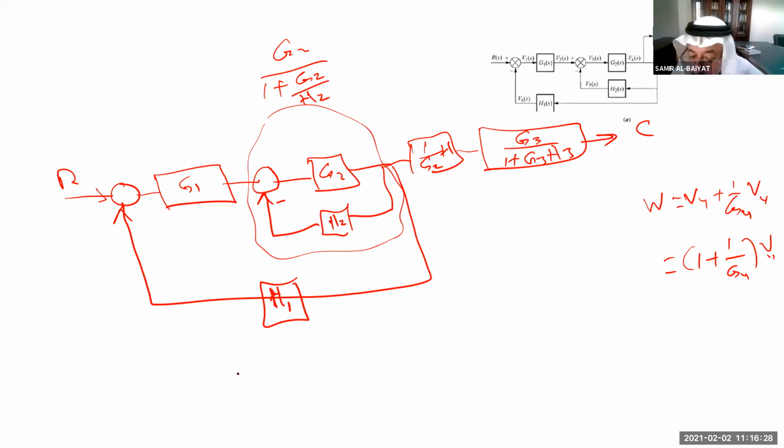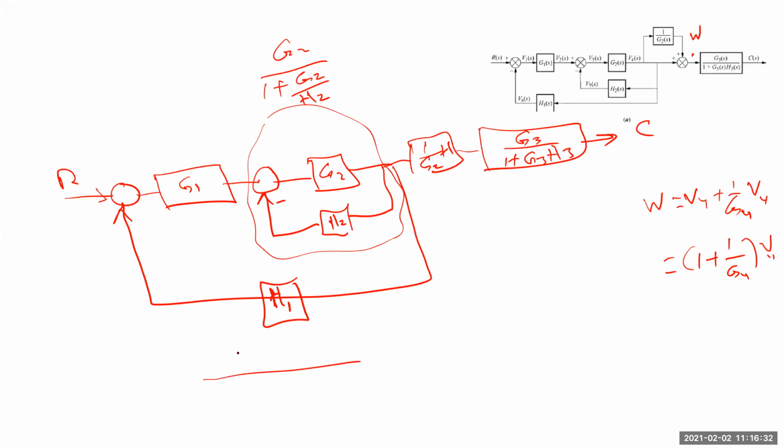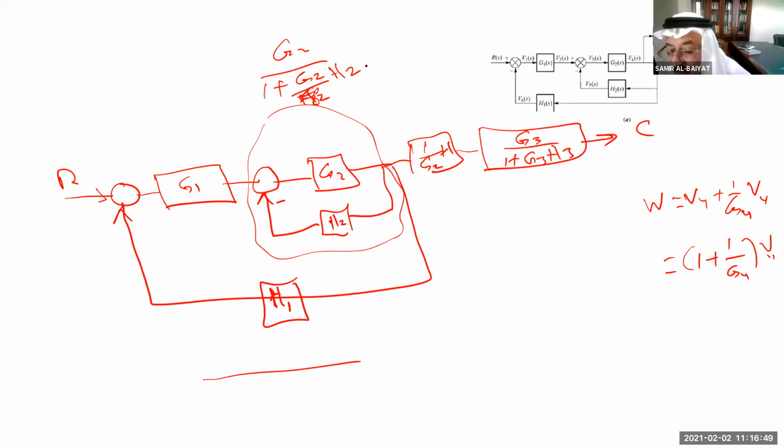If you combine them together, G2 over H2? This is H2. This is H1, sorry. No, here, doctor, is it G2 over 1 plus G2 H2, or G2 over H2? Sorry, no, you are right. No, H2. Thank you. Definitely.